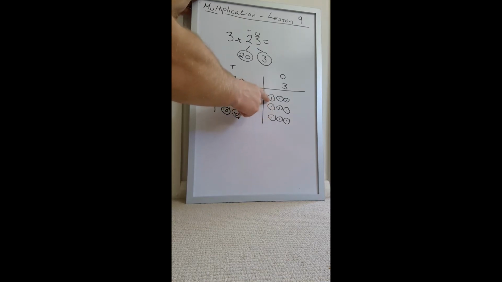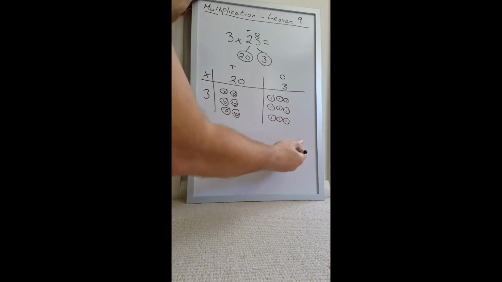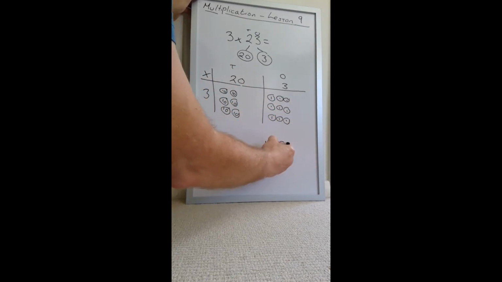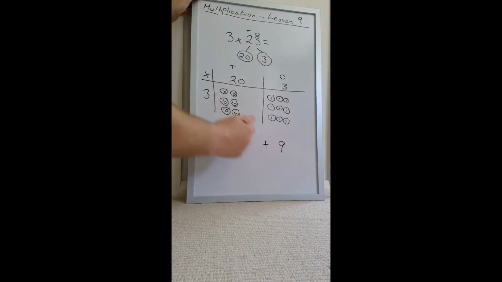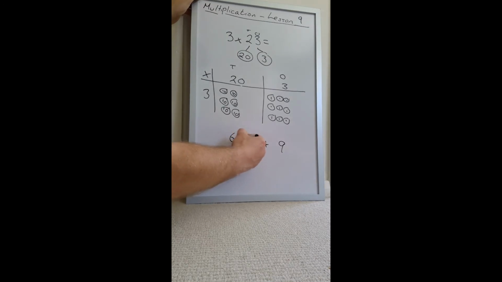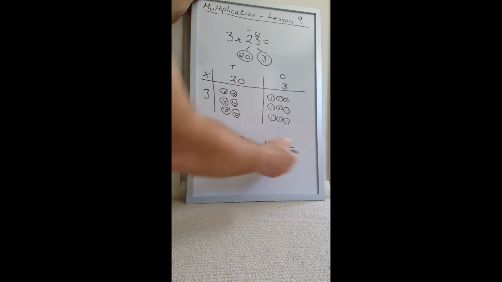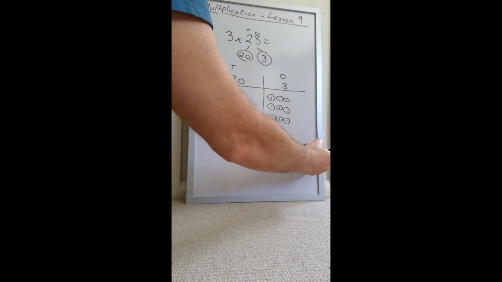So for example, you would go 3, 6, 9. And you could even do the same here as well. You could count in 20s. You could say 20, 40, 60. Or the other way, it would be 30, 60. Either way, you will come up with the same answer. You have a number sentence now which you need to solve. You recombine. 60 plus 9 equals 69.